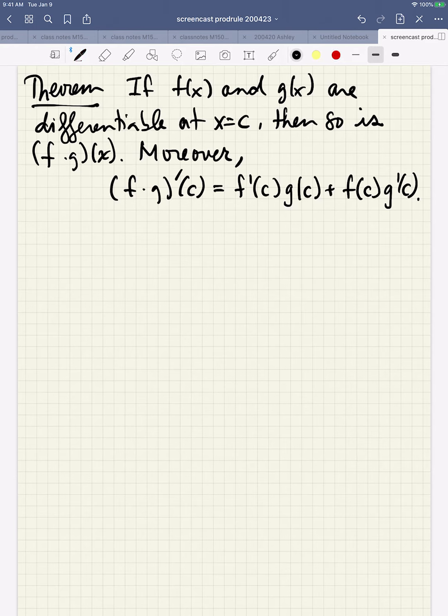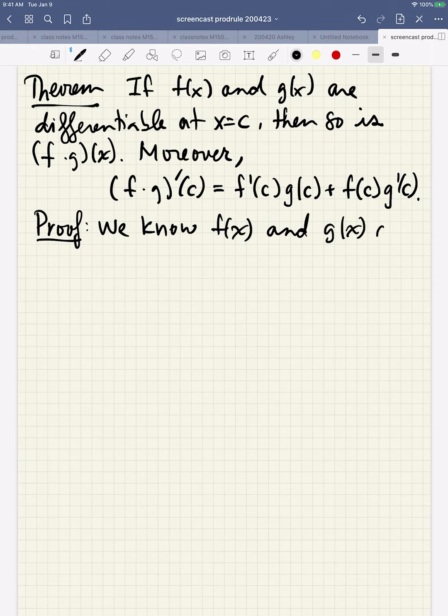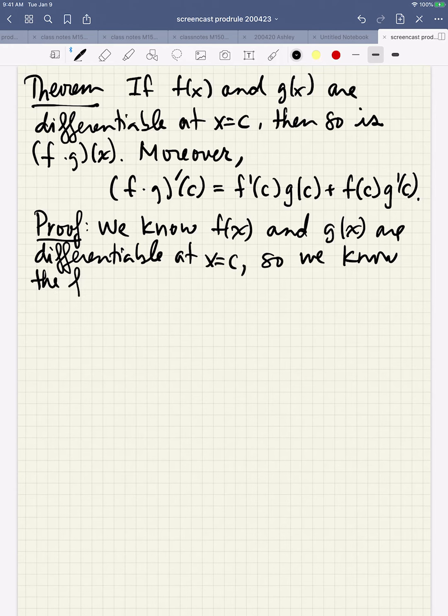Okay, so let's start the proof. A proof is an argument that takes you from your assumptions to your conclusions. And in this case, here are our assumptions. We know f of x and g of x are differentiable at x equals c. So we know the following exist.